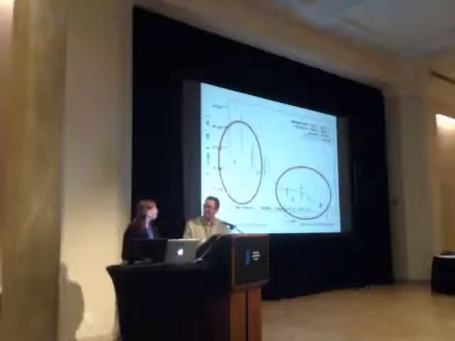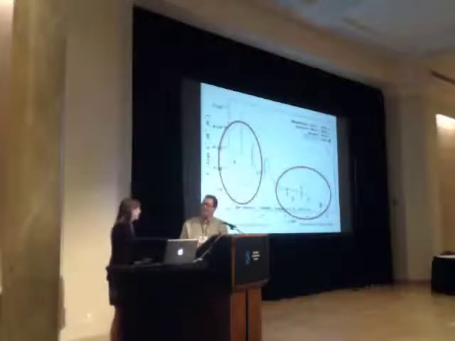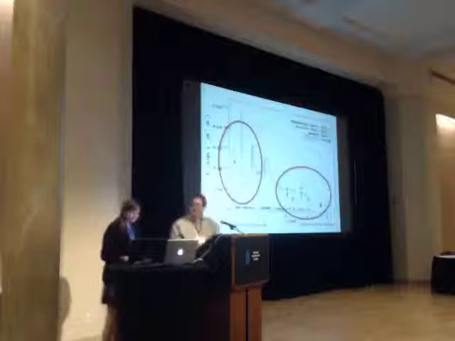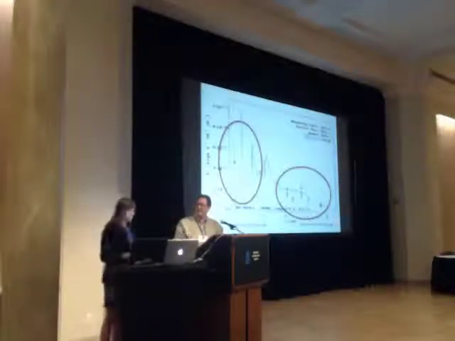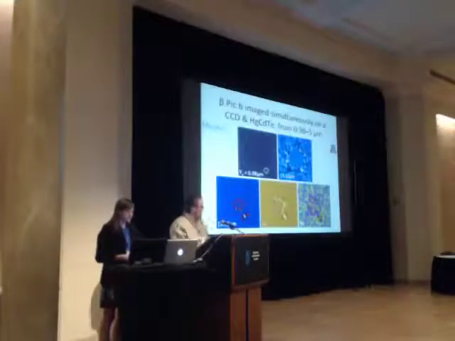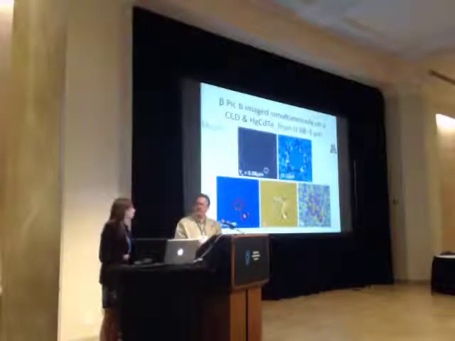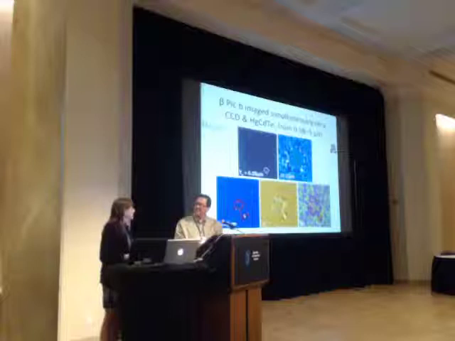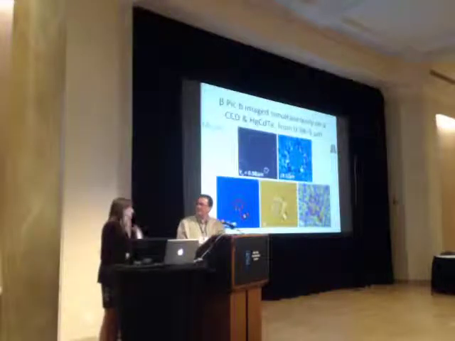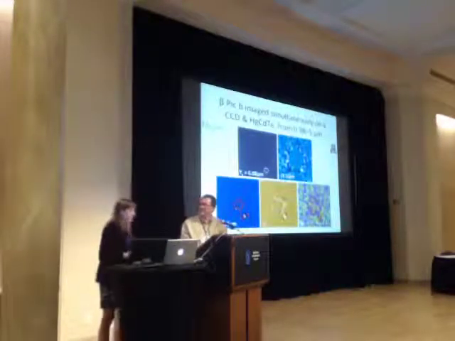Okay, I need to ask a question if you don't mind. So I was really amazed, the 1 micron beta Pic image is really spectacular. But I was wondering about the astrometric precision. Of course, there's all this concern about what the orbit's doing. So what kind of precision do you get at that shorter wavelength?